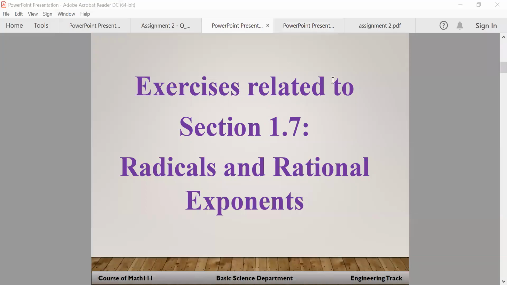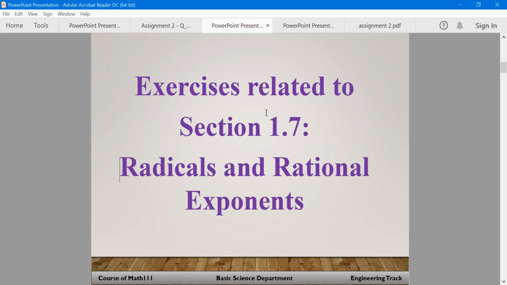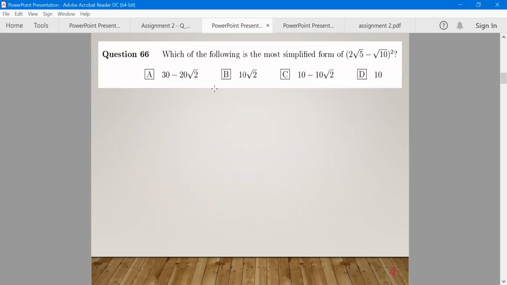Assalamu alaikum. In this video, we solve some exercises related to Section 1.7, radicals and rational exponents, to help you prepare for your midterm. There are around 10 or 11 exercises. Let's solve them together. So let's start.